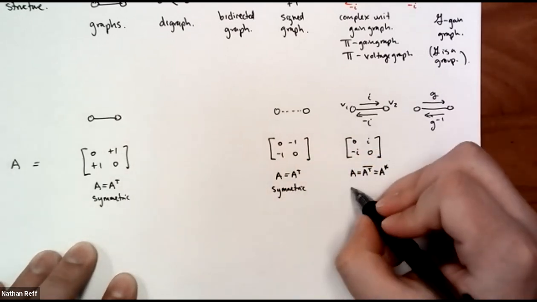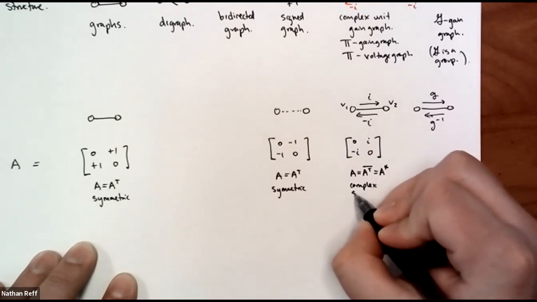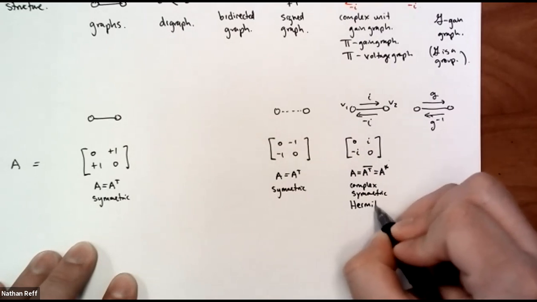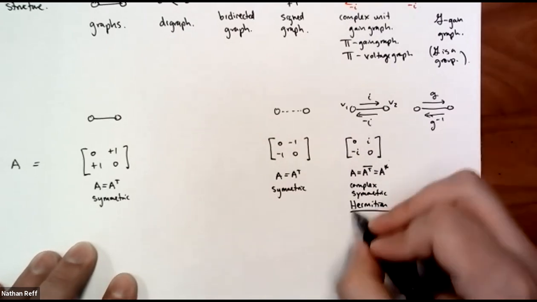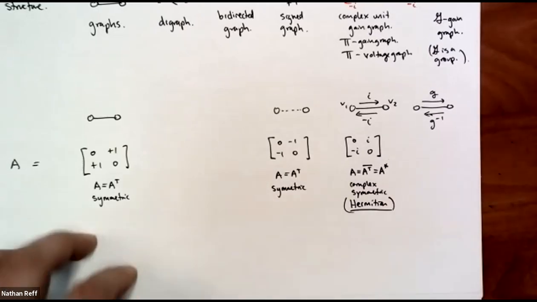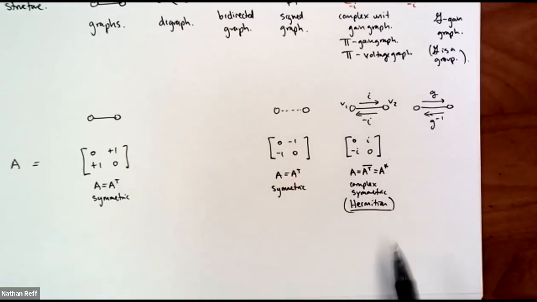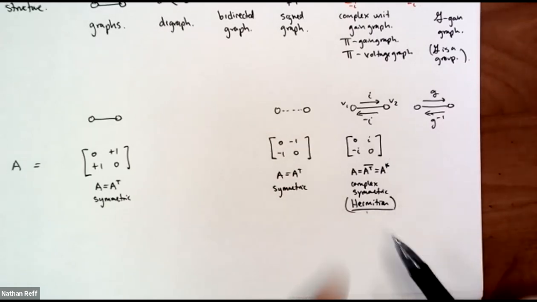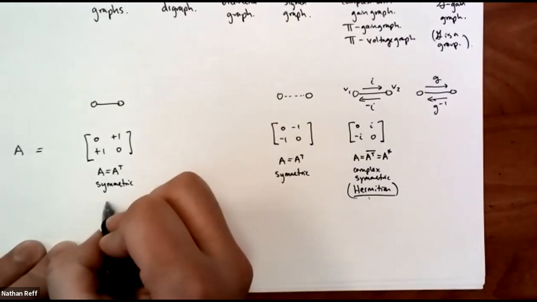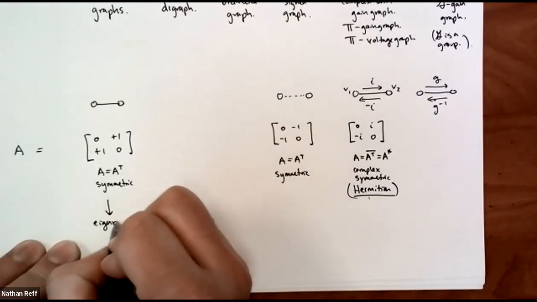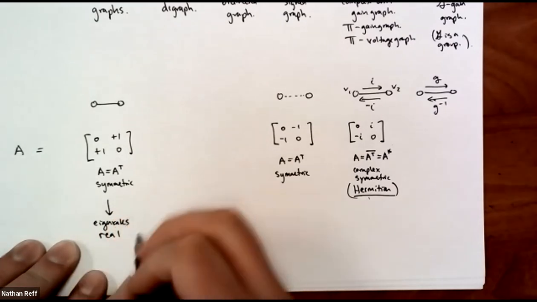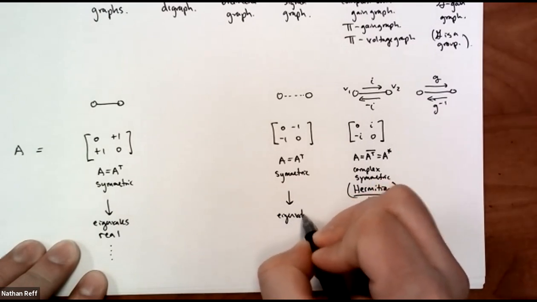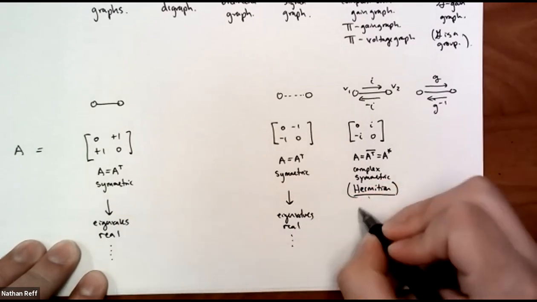The name for that, you could say it's complex symmetric, but more commonly it's Hermitian. And most of the properties that we had about symmetric matrices carry over to the complex cases here. For example, remember the eigenvalues are real? That's still the case here. So for example, eigenvalues are real, and many other properties. Same thing here. And here.